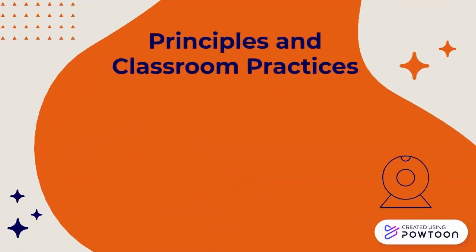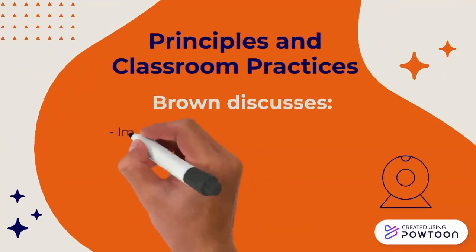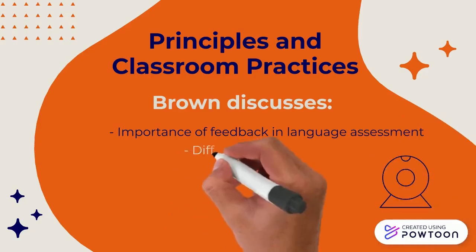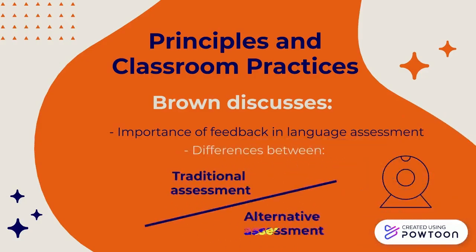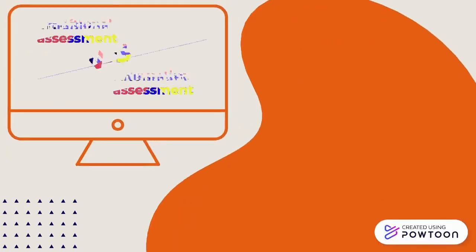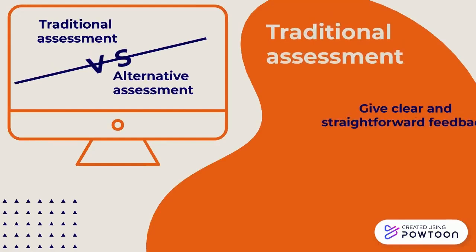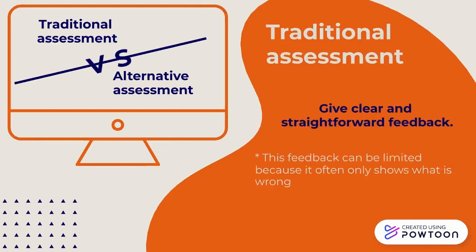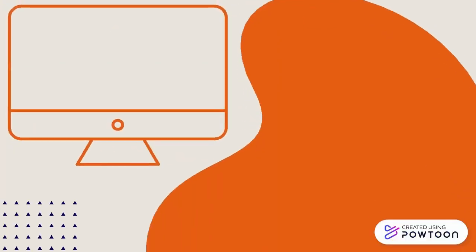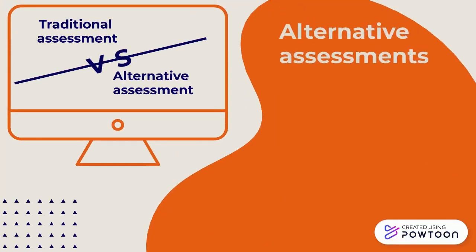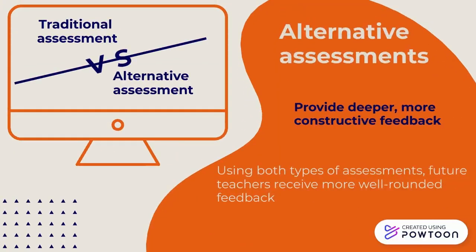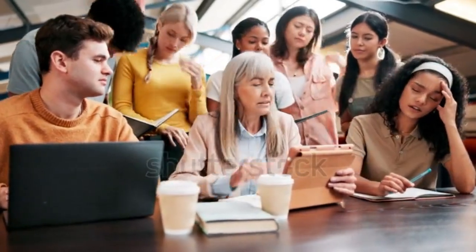Classroom Practices, Brown discusses the importance of feedback in language assessment, between the traditional and alternative assessment methods. The traditional assessment gives clear, straightforward feedback. For instance, a written exam can highlight specific grammar mistakes that need correction, helping trainees identify gaps in their knowledge. But this feedback can be limited because it often only shows what is wrong without much context on how to improve.